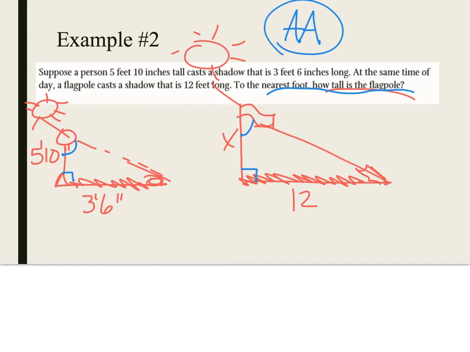Now all we need to do is set up a proportion to solve it. You just need to set it up with matching units, and I'm going to go ahead and change to inches also.